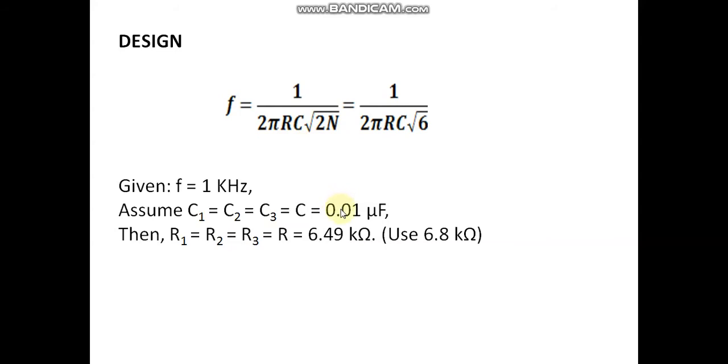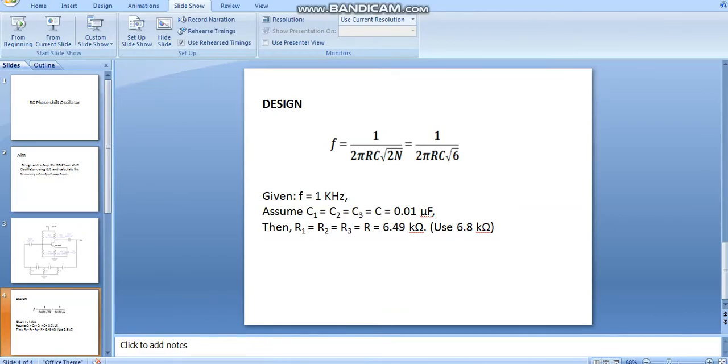If I assume C equals 0.01 microfarad, just substitute the C value as 0.01 microfarad, and all other values you know, the F value. Only the term which you don't know is R. So calculate R using R equals 1 by 2 pi FC into root 6. When you calculate that, you will get R equals 6.49 kilo ohms, and you won't get 6.49 kilo ohms as a standard value. So you have to use the standard value. The standard value nearer to this is 6.8 kilo ohms.